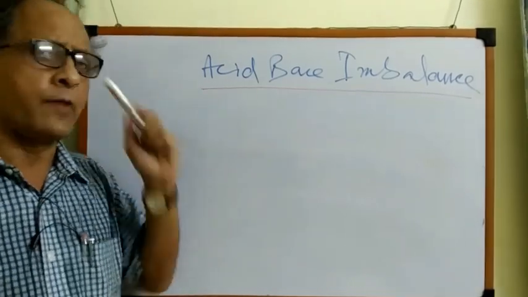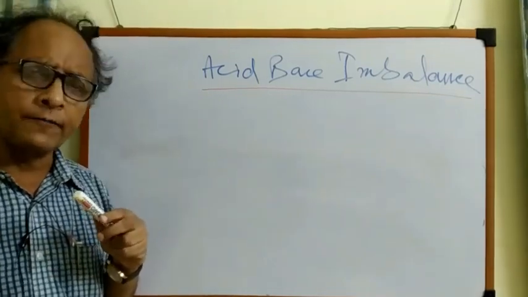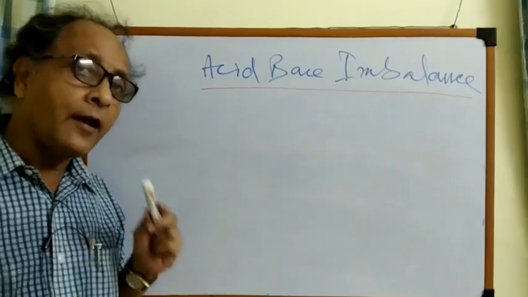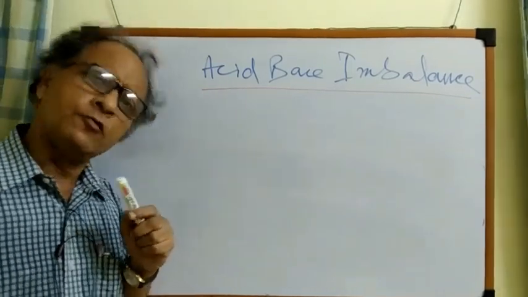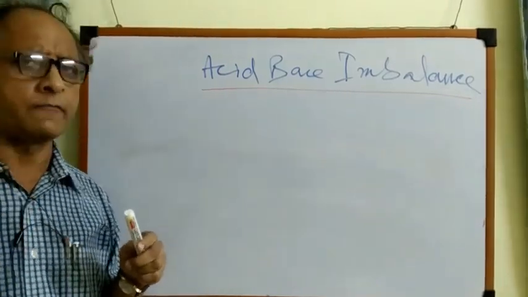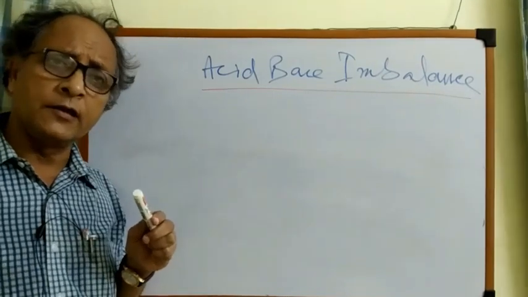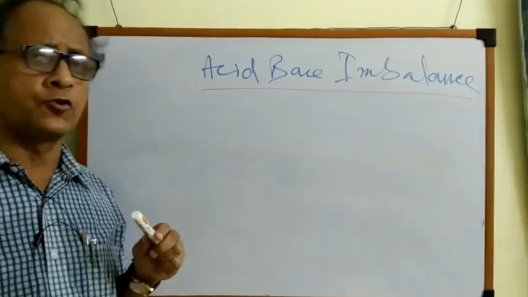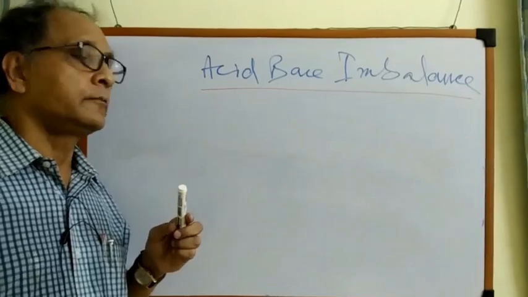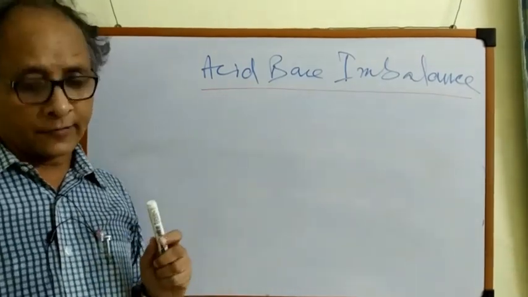So, what is acid-base imbalance? Acid-base imbalance means that when our body, our physiological system, could not completely tackle the pH threat, due to any reason, due to any disease state, when our altered physiological system is in a pathological state and fails to compensate adequately for the pH threat on our system, then it will lead to the development of acid-base imbalance.